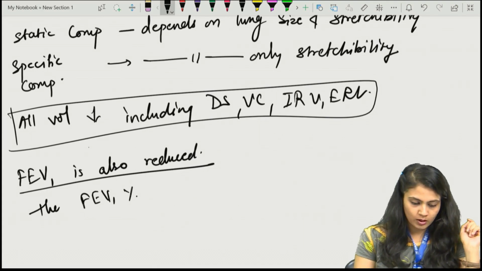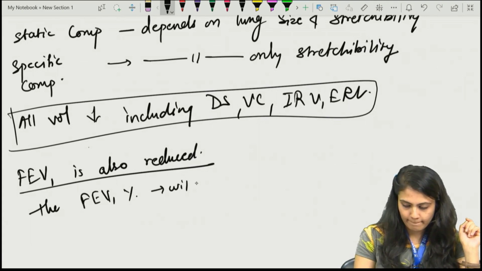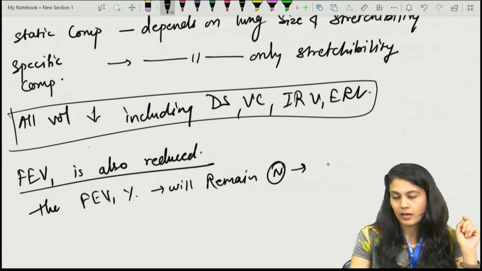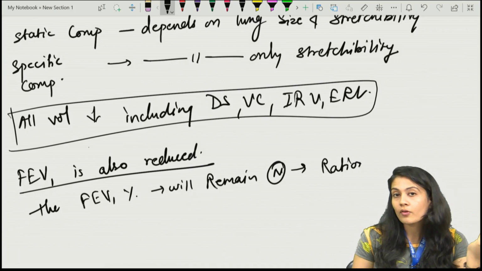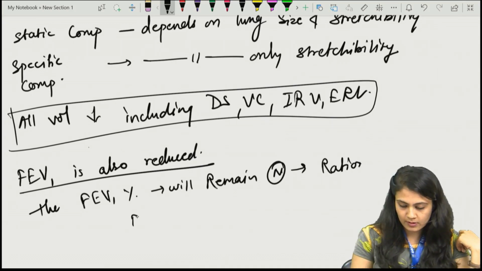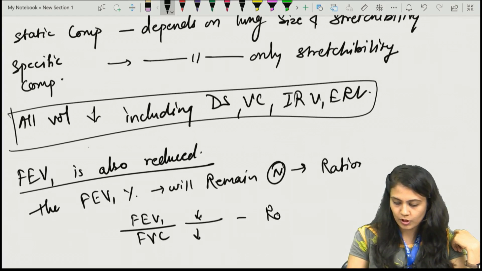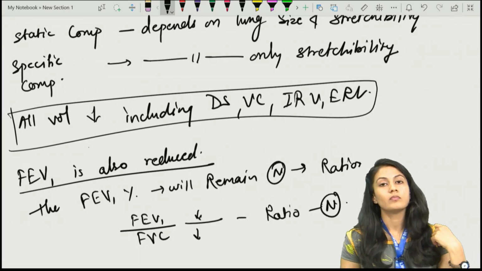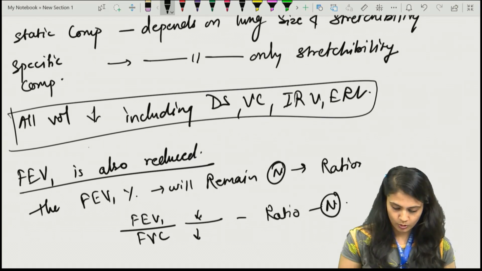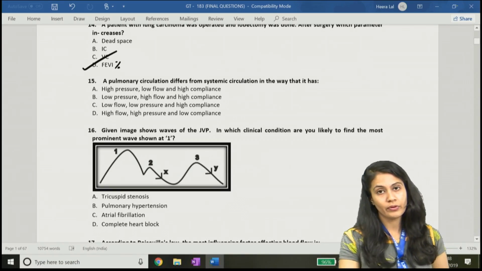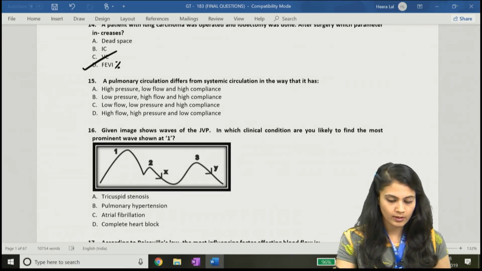Since it is a ratio, it will remain normal. If both numerator and denominator are decreased, FEV1 percentage is FEV1 upon FVC. So both are decreased, so ultimately the ratio will remain normal. So the answer to our question is D, FEV1 percentage. It is not FEV1, it is FEV1 percentage.